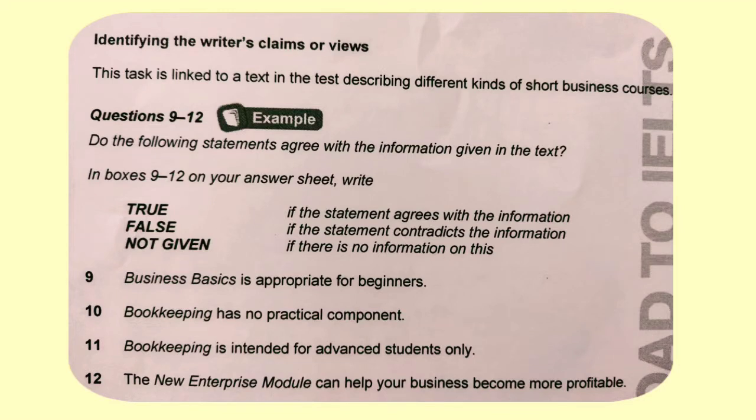The next one is identifying the writer's claims or views. This task is linked to a text in the test describing different kinds of short business courses. In this example, you are going to identify if the statement is true, false, or not given. Write true if the statement agrees with the information. Write false if the statement contradicts the information. And write not given if there is no information stated about the topic.